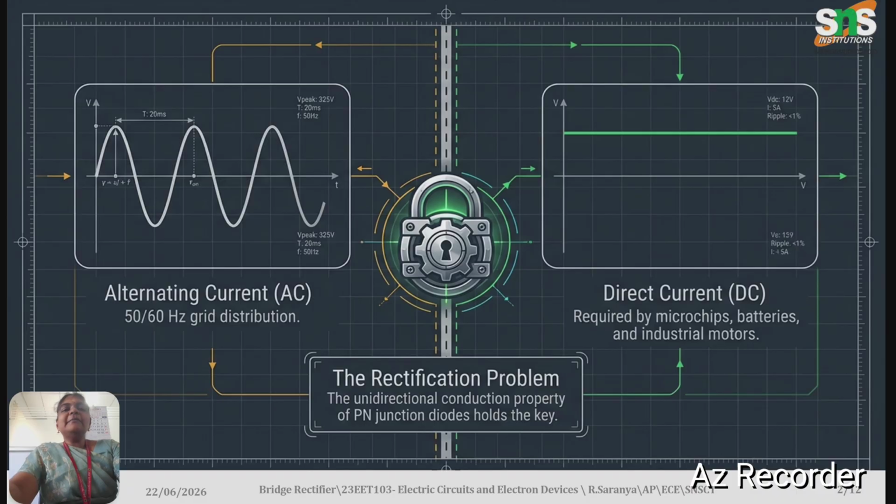What makes the rectifier so important is that a few electronic devices use DC as their input current for processing. So the alternating current from the grid distribution should be converted into DC, as required by microchips, batteries, industrial motors, etc. In order to do so, we are going for rectifiers. In rectifiers, the unidirectional conduction property of PN junction diodes holds the key and is the most important component of the rectifier circuit.